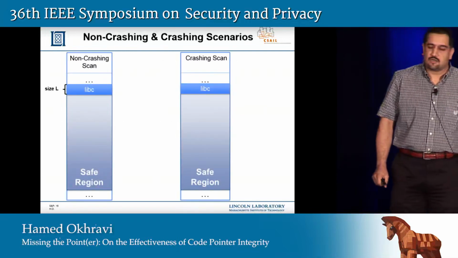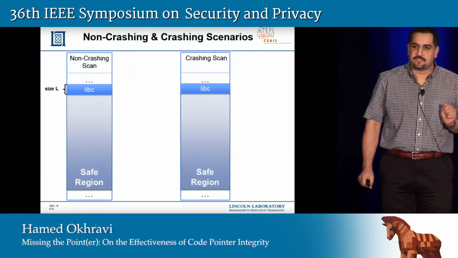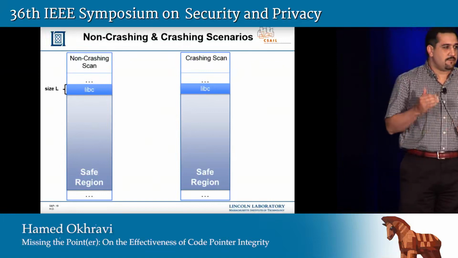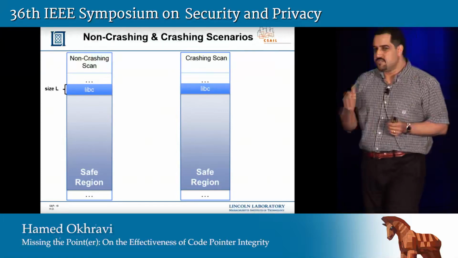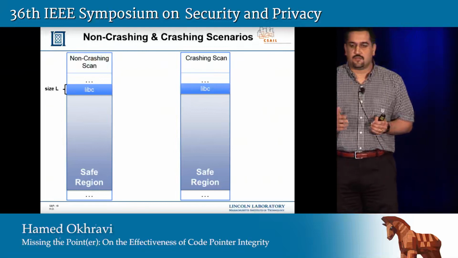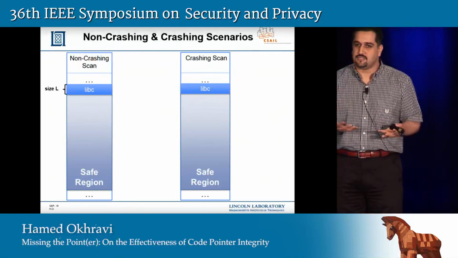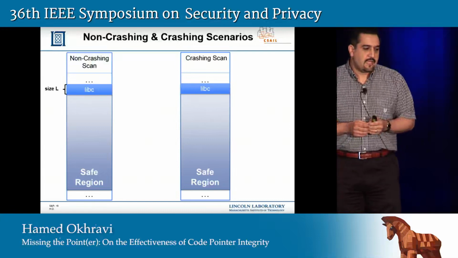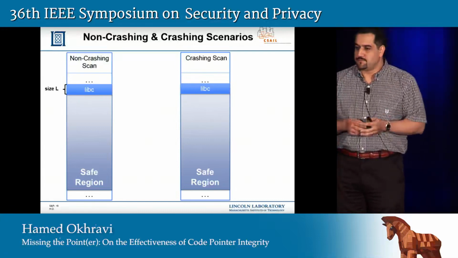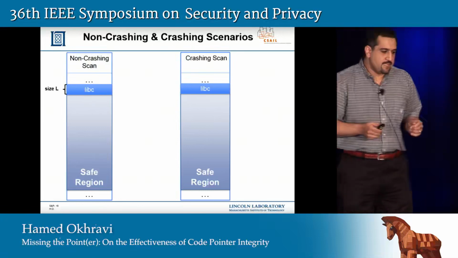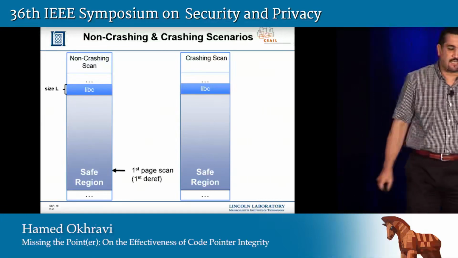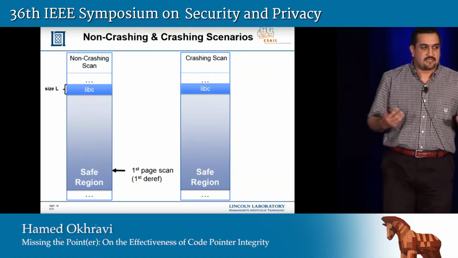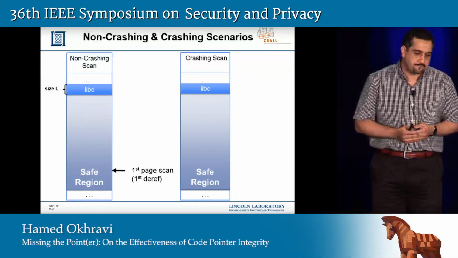So I'll talk about the non-crashing attack on the left side first. In this case, we are interested in finding the base address of the safe region. Because if we know the base address of the safe region, we know the location of any pointer information, the metadata that's stored to protect those function pointers. And we can modify them using dangling data pointers. So how do we do that? We first redirect a pointer into some arbitrary location inside the safe region. And this is a data pointer, so it's not protected by CPI.